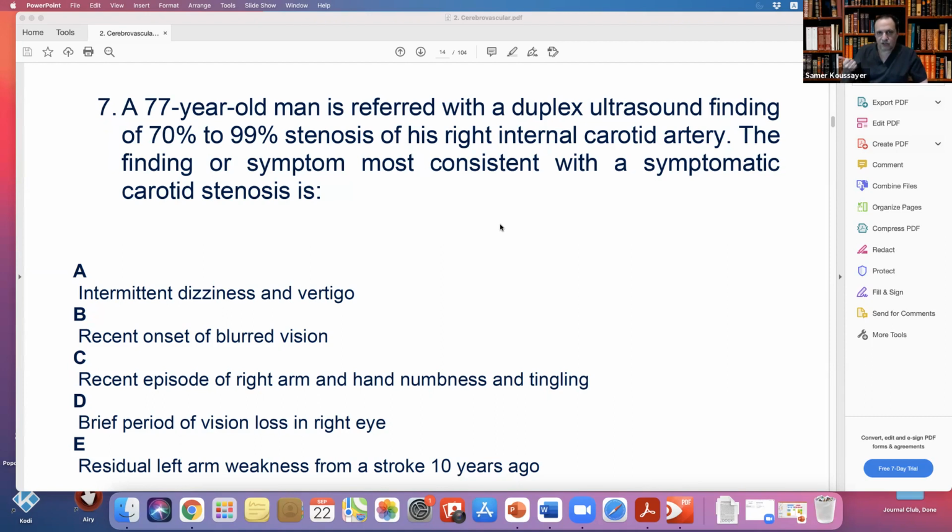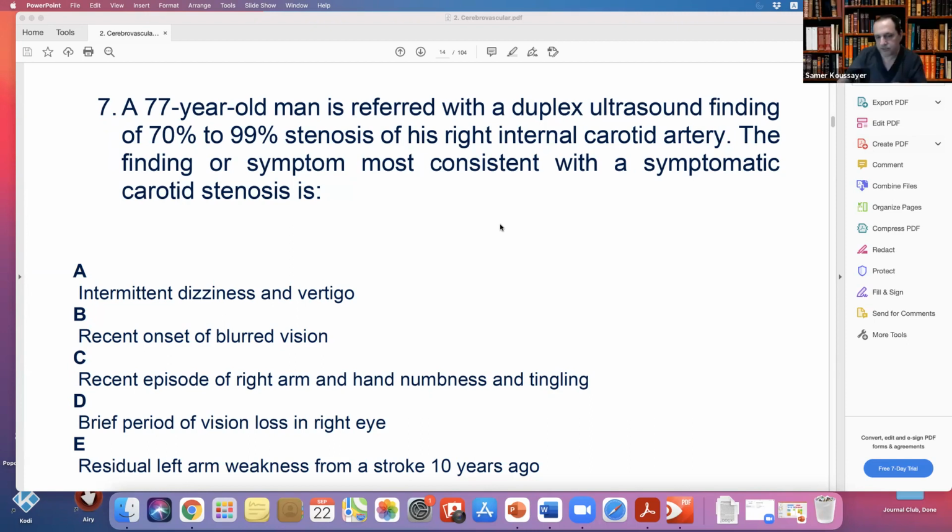So this patient has a right carotid stenosis. That means the arm weakness will be on the left, correct? Yes. So a recent episode of right arm symptoms is wrong, because it should be the left arm, correct? Yes, correct. A brief period of vision loss in the right eye. Yes, could be, because the right eye is the same location, right? Okay. Residual left arm weakness from a stroke 10 years ago.